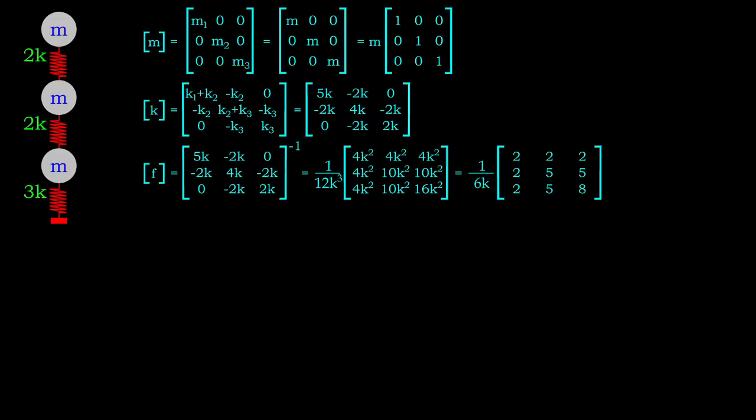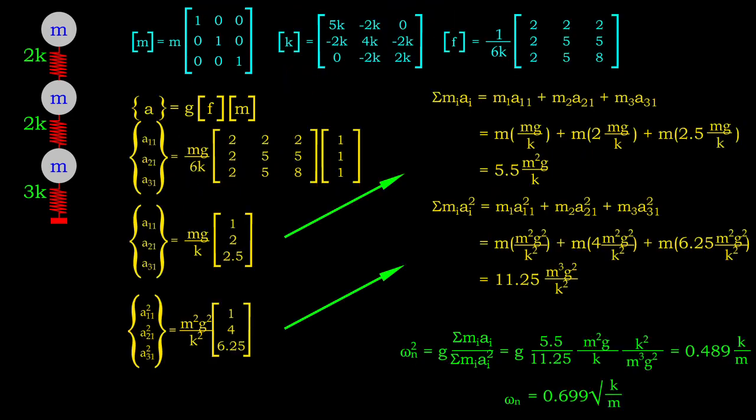Recalling the MDOF system we used in the iterative method example, let's solve for its fundamental frequency by using what we got here. First, we determine the displacement of each degree of freedom by multiplying inverse k and mg. We may square the displacement to ease our next step. Then, we may take the mass components for each degree of freedom and substitute them into the equation accordingly. The square root of the result will be the fundamental frequency of the structure.